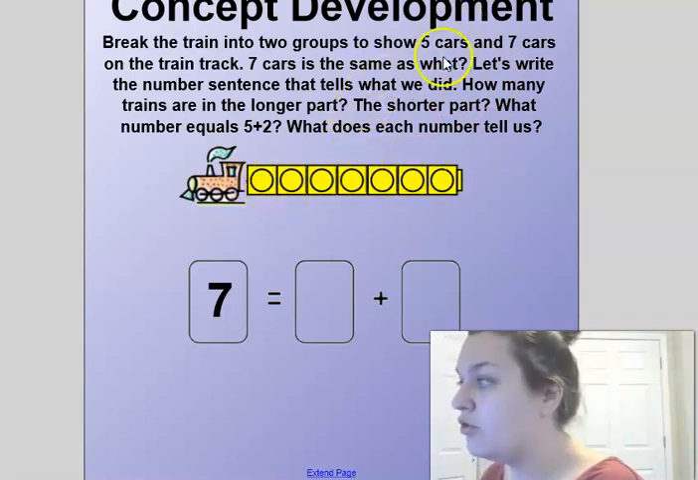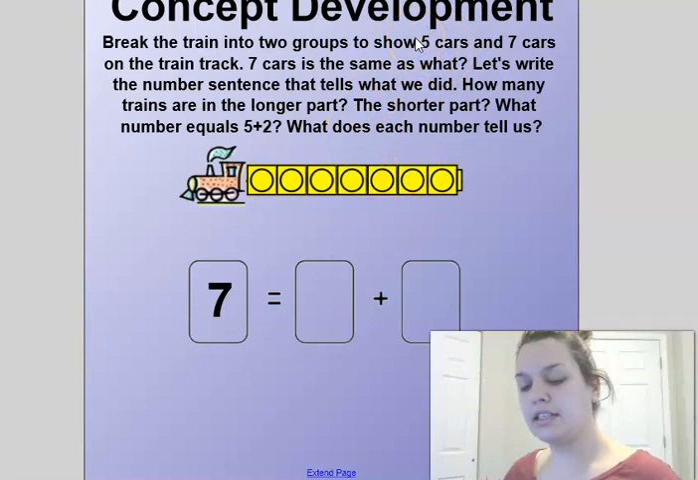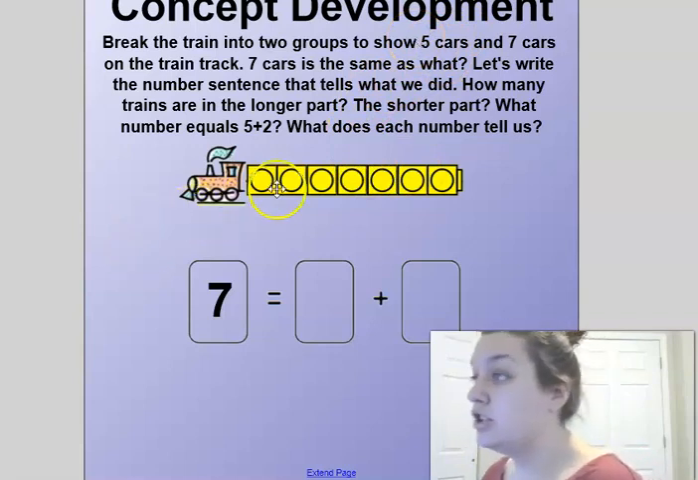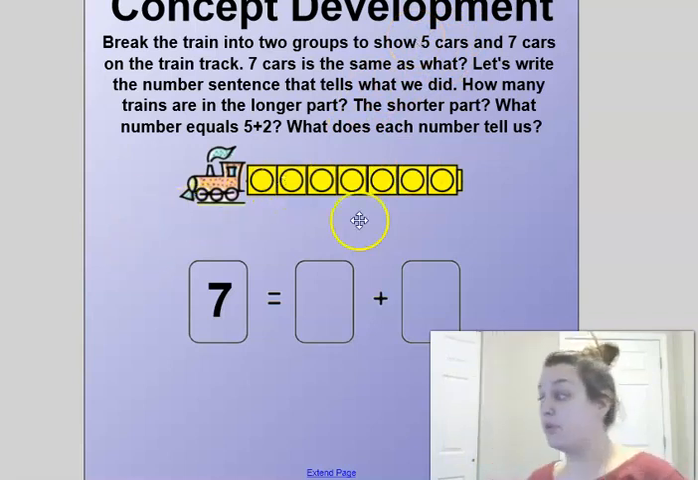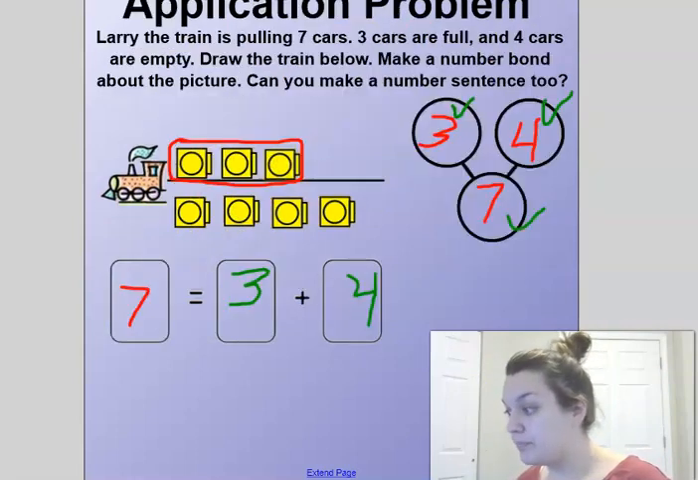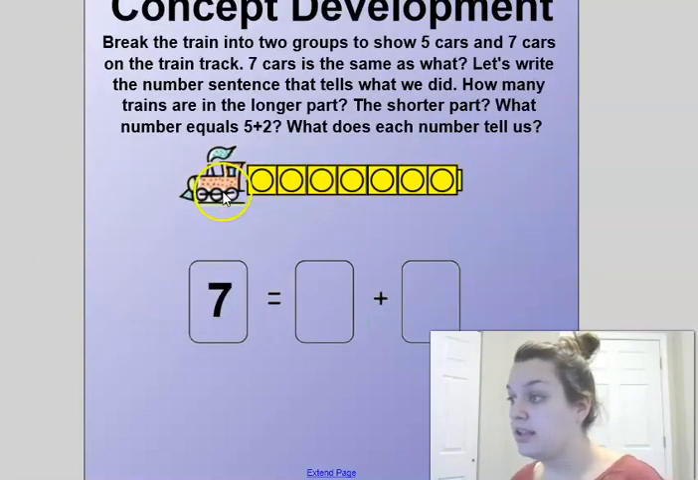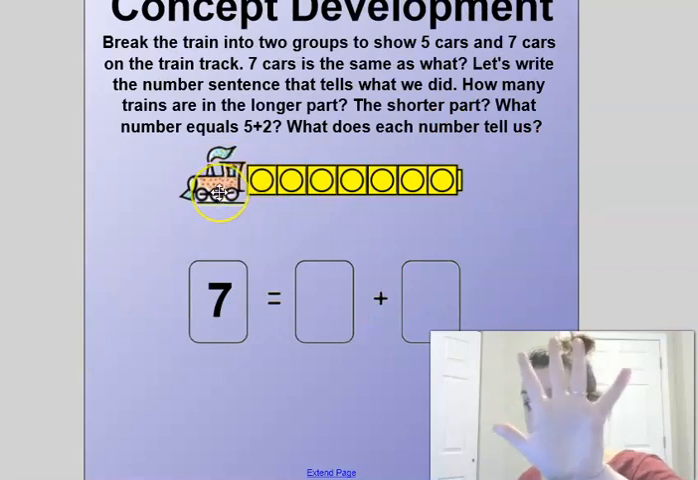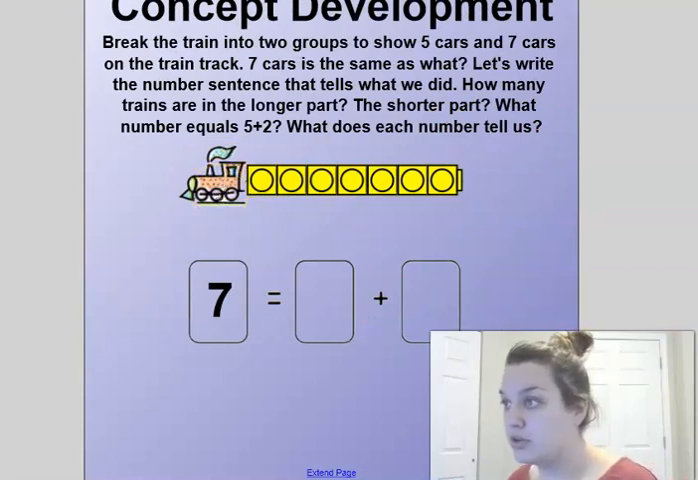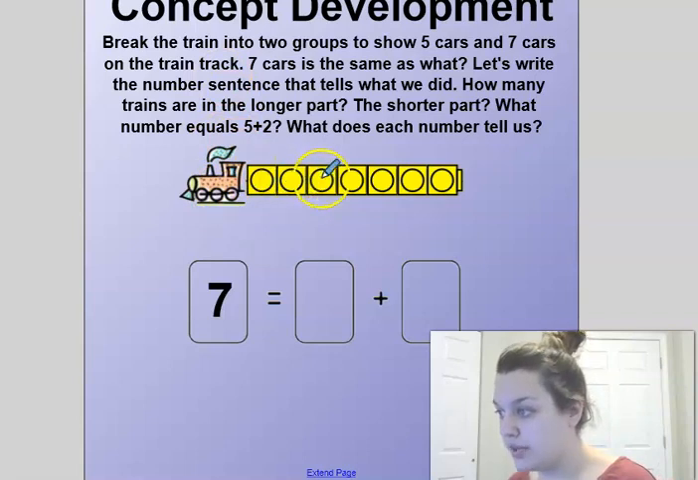They want us to show 5 cars and some more cars. So we're going to do the same thing we did before. Let's go back a slide so you can see. Remember, we did the 3 and then we brought the other ones down. We're going to do the same thing. So we're going to count to 5 and then circle those ones first. So 1, 2, 3, 4, 5.